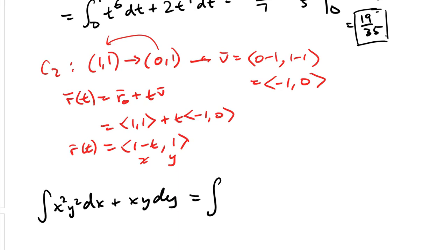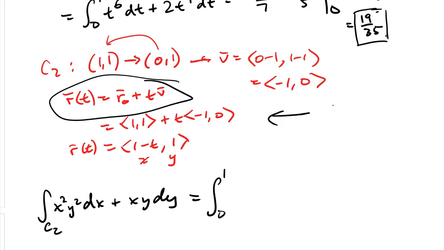So this will equal the integral from 0 to 1. This is over C2 here. And you can check that whenever you use this formula, t always goes from 0 to 1. All right, so then x squared would be 1 minus t quantity squared. Y squared is just 1. And then dx would be negative 1 dt.